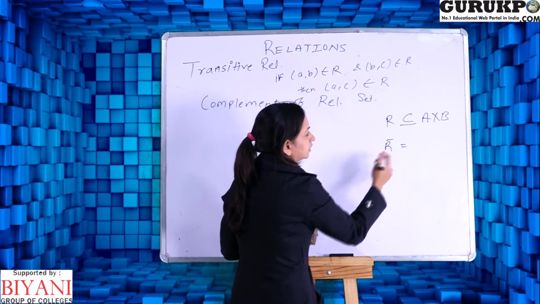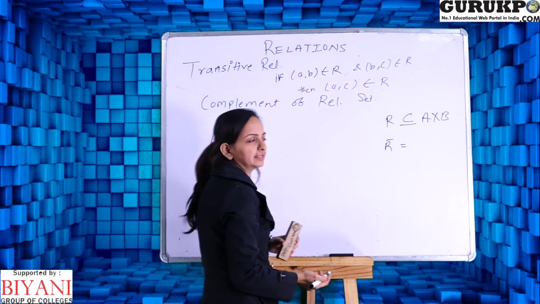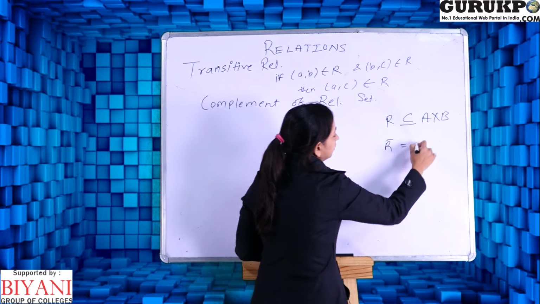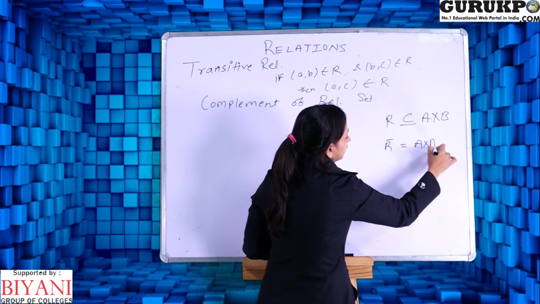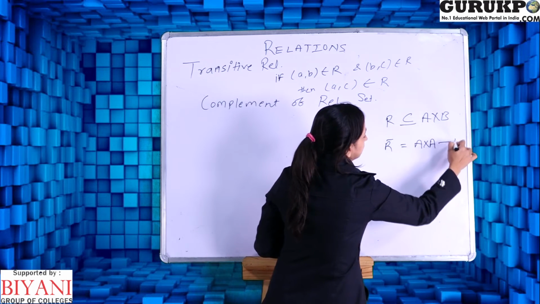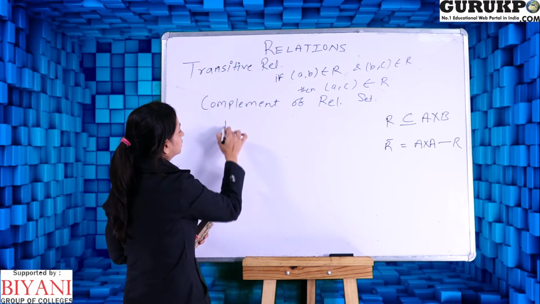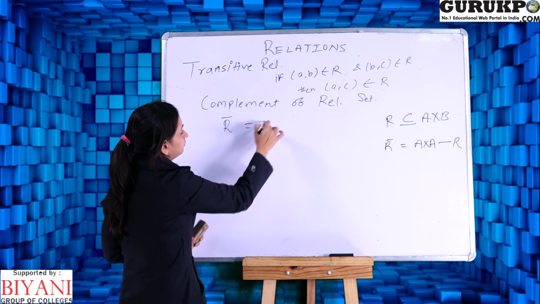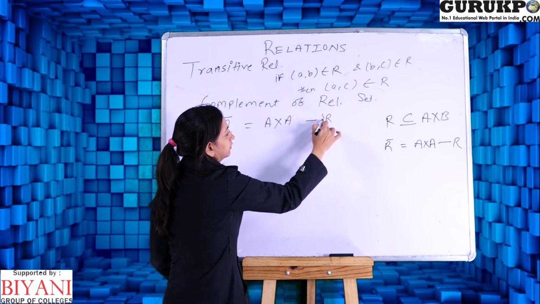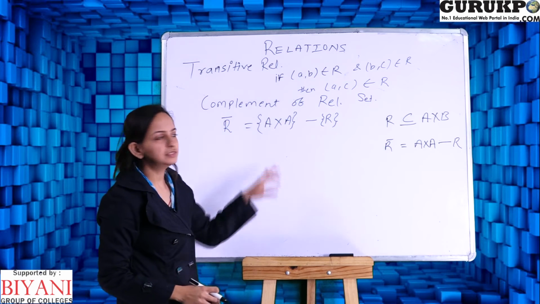For relation, what is the universal set? The universal set must be the Cartesian product set. If I am describing a relation on a single set, what will be my universal set? It will be A cross A, and I am subtracting the set of relation R from the universal set. So what is the complement of a relation R? It is given by A cross A minus R. It will give me the complemented relation set.